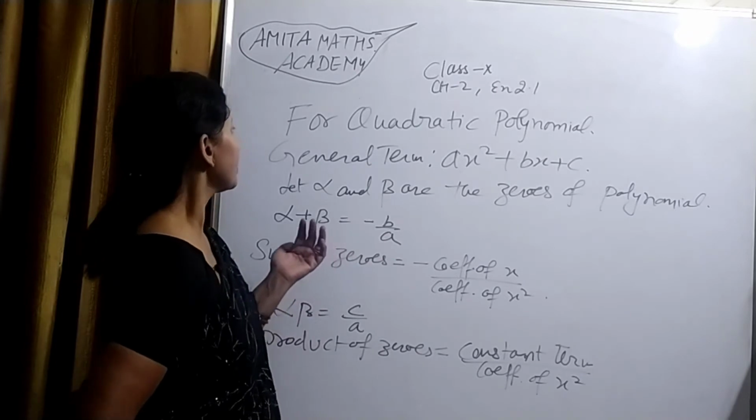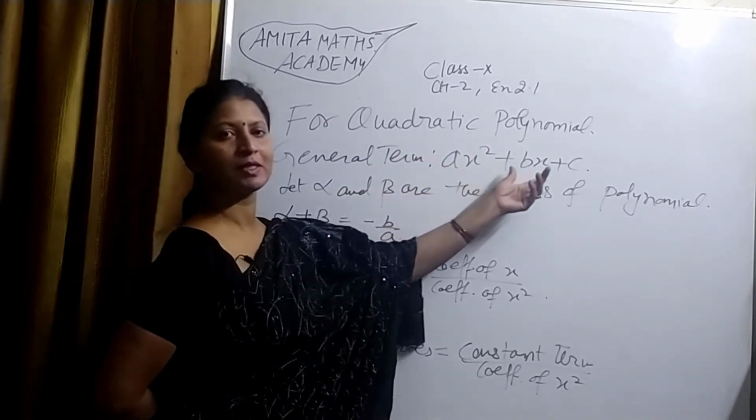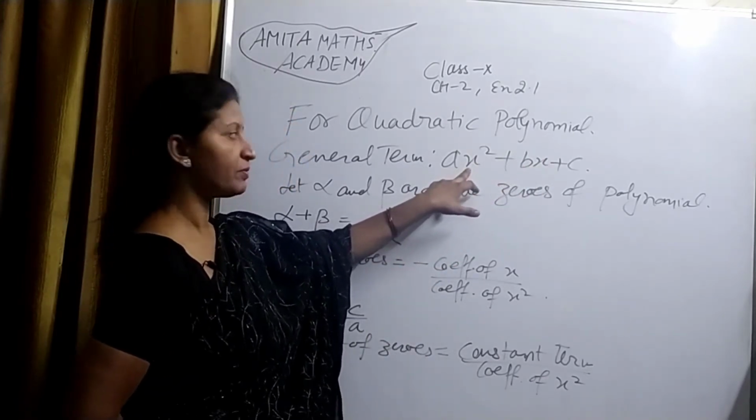Today we will start exercise 2.2, which is based on the quadratic polynomial and rules of the polynomial. So what is the quadratic polynomial? The general form is ax square plus bx plus c, and this is a quadratic because the maximum power of the variable is 2.